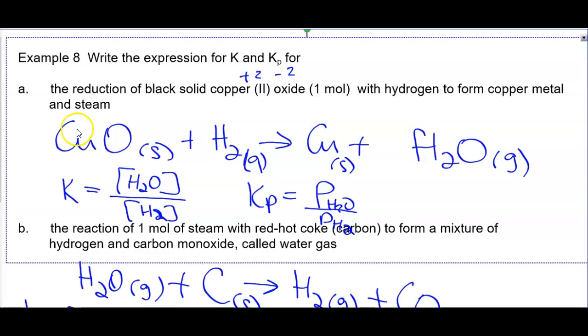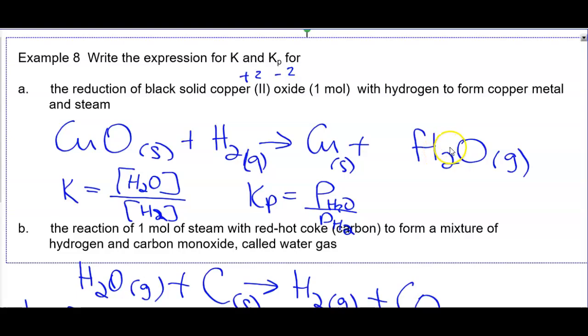For number 8, this is just practicing writing equations. So here I have written a balanced chemical equation, or I've written an equation based on what it's asking here. Balance it first if necessary, and then write it as it's asking, meaning it says the reduction of black copper 2 oxide, 1 mole of it, so I want this to be 1. I'm reducing this with hydrogen and making copper and water. So here's a K expression.